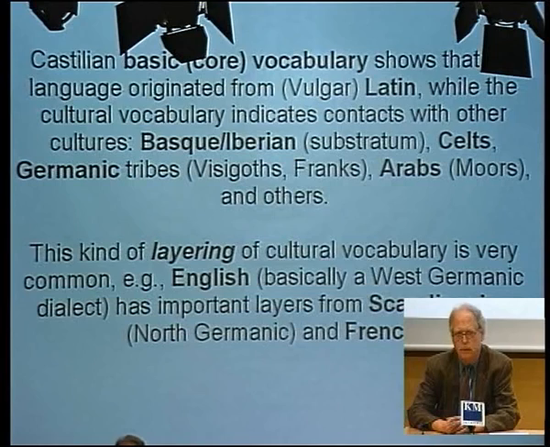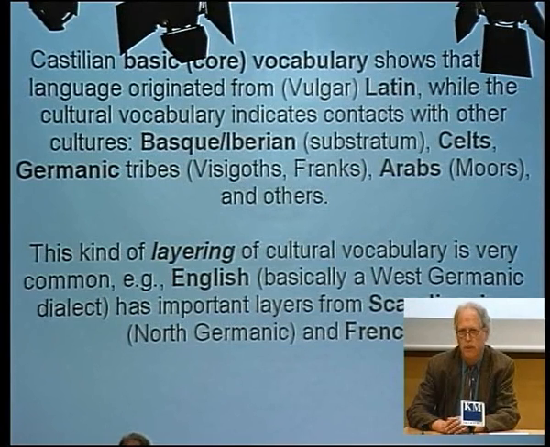So the examination of the basic vocabulary and the cultural vocabulary of Castilian leads us to these conclusions: the core or basic vocabulary shows that the language originated from Vulgar Latin, while the cultural vocabulary indicates contacts with other cultures, Basque, Iberian, what we call substratum, also Celts, Germanic tribes, Arabs, Moors, and others. This kind of layering of cultural vocabulary is very common.